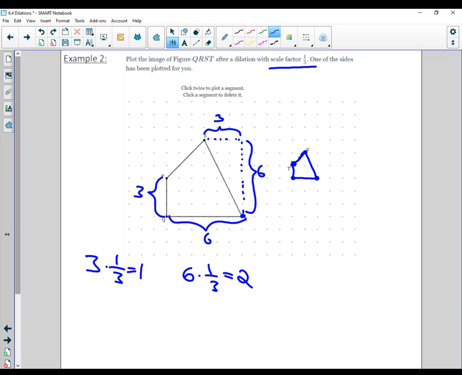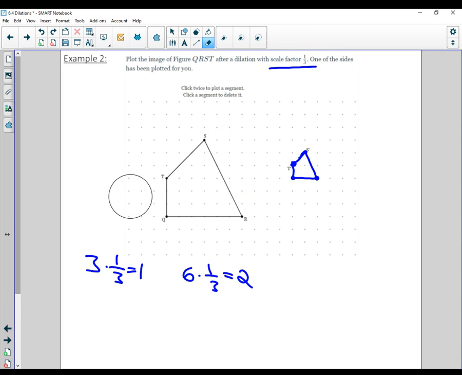And again, if I could draw nice, perfect straight lines, that looks like it would match.